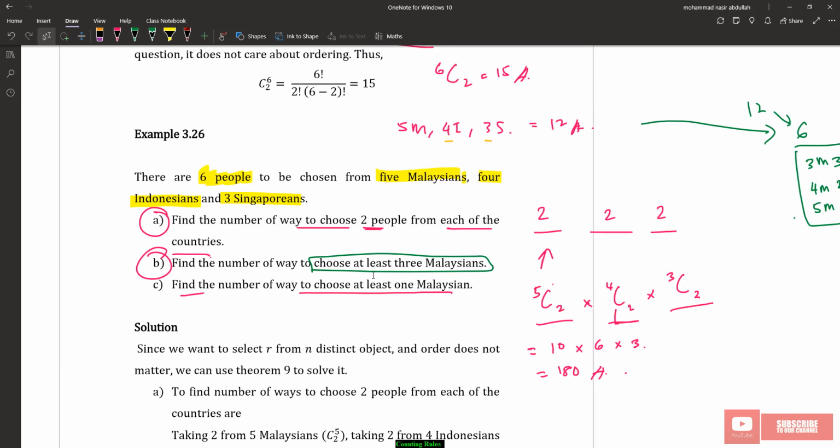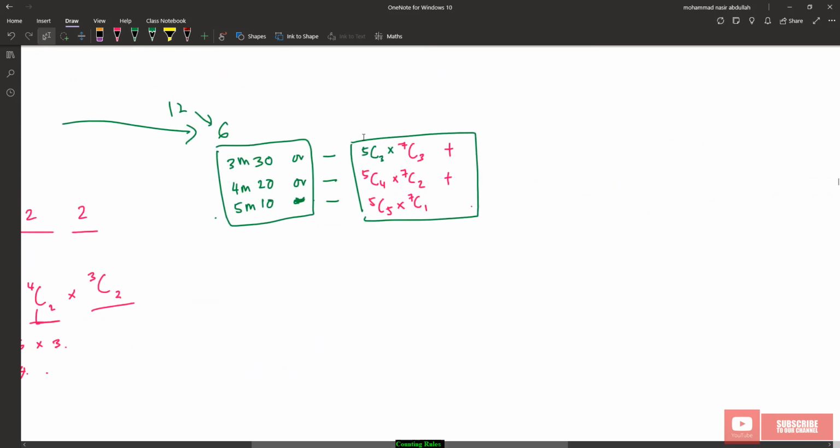So now, find the number of ways to choose at least 1 Malaysian. At least 1 Malaysian is quite complicated. So instead of doing this, starting from 3, we start from 1. Choose 1, 7 choose 5. 2 Malaysian, 7 choose 2, and plus everything lah.